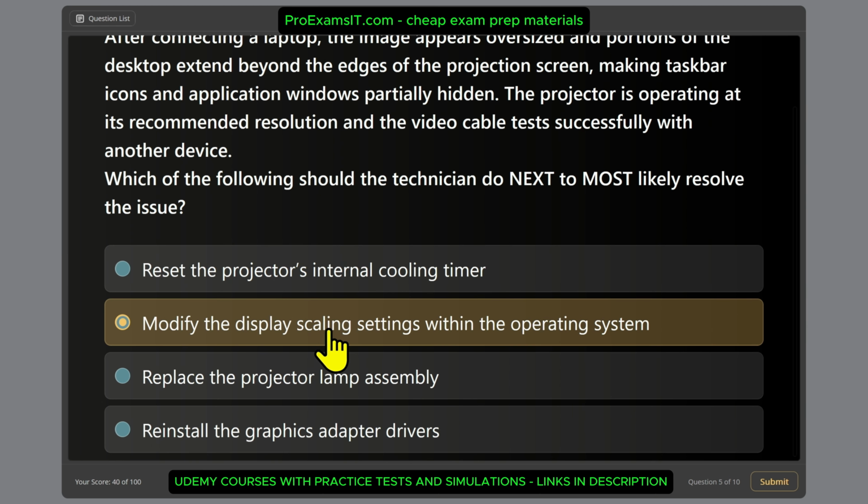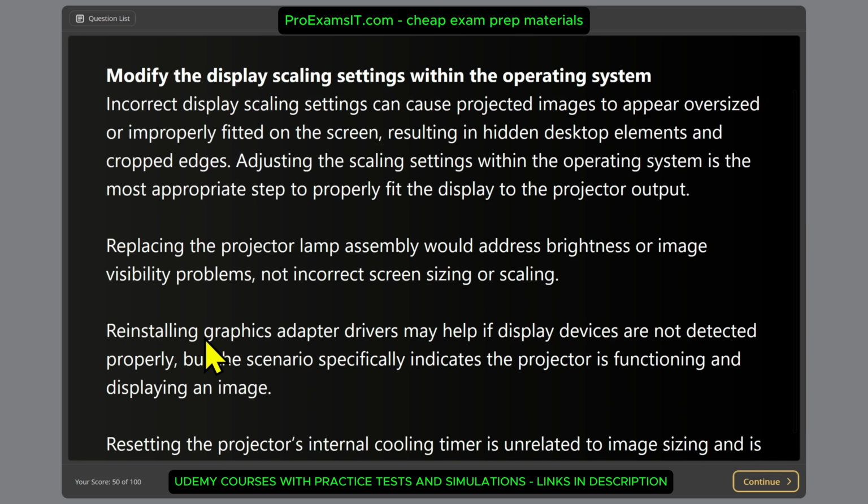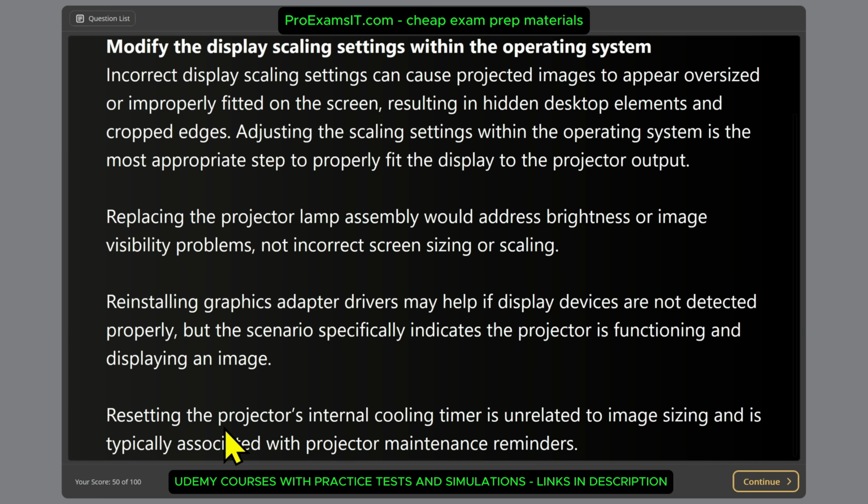And of course, that will be to modify the display scaling settings, or zooming, etc., within the operating system. Incorrect display scaling settings can cause projected images to appear oversized or improperly fitted on the screen, resulting in hidden desktop elements and cropped edges. Replacing the projector lamp would address brightness or image visibility problems. Reinstalling the graphics adapter drivers may help if the display devices are not detected properly. And resetting the projector's internal cooling timer is basically unrelated to image sizing.